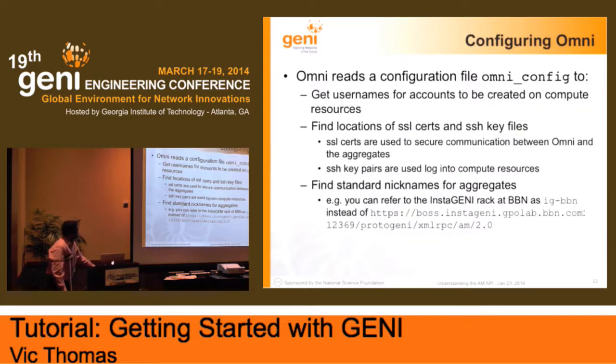And Omni is making SSL calls. So I want to make sure we all understand the difference between SSH and SSL. SSH is private public key pairs that you use to do things like logins, which we did this morning. SSL is secure socket layer, and these are certificates that are used to authenticate the endpoints in an XML RPC. Okay? All XML RPC in the GENI infrastructure uses secure sockets, and so you need to have a client-side cert and a server-side cert.